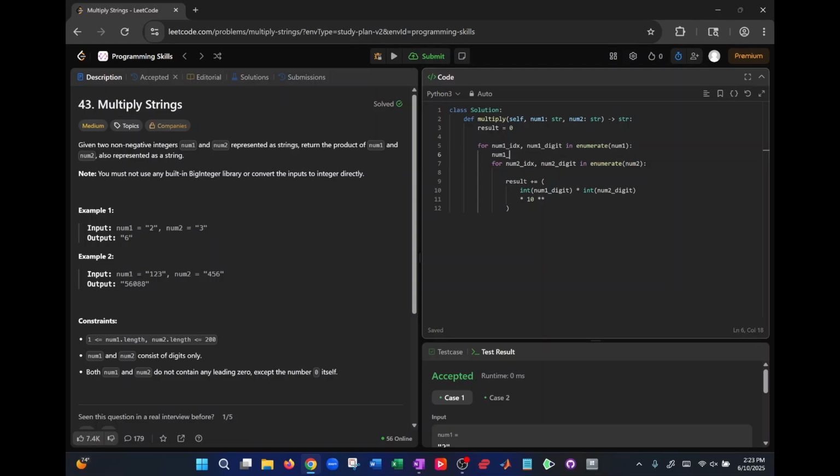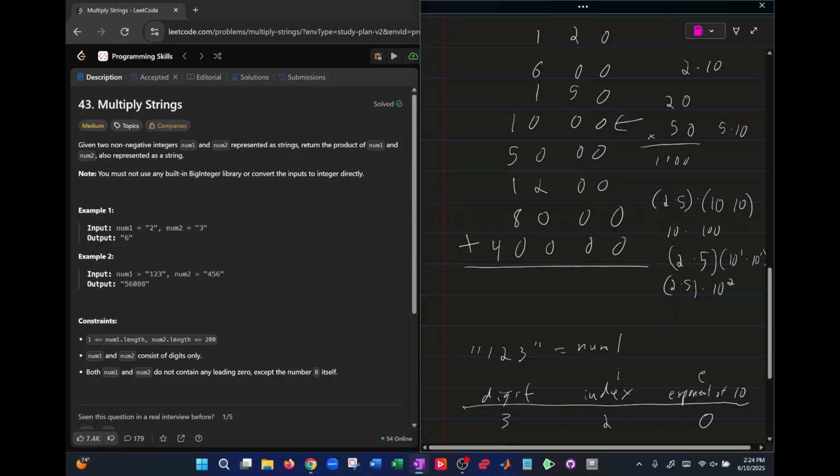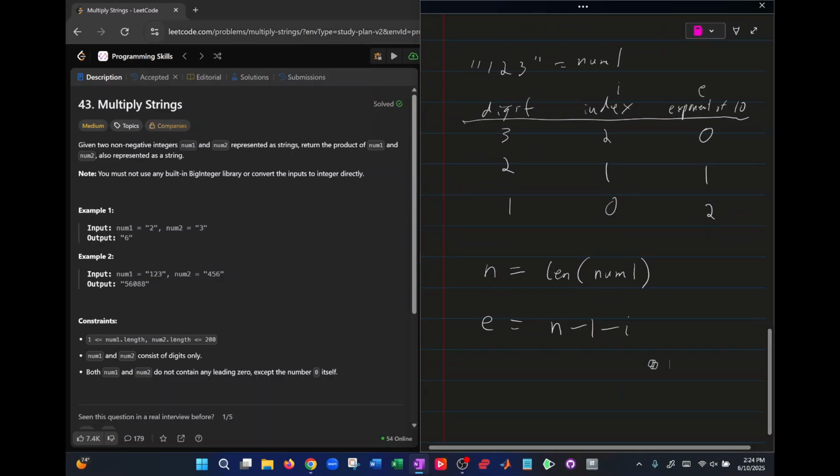So the exponent for the first digit, I suppose this could be like digit 1 exponent, but let's just call it num1 exponent. So we're going to have to take the total number of digits and subtract the index that we're at, and then subtract 1, which is exactly the formula we had here, except I put the -1 at the end.